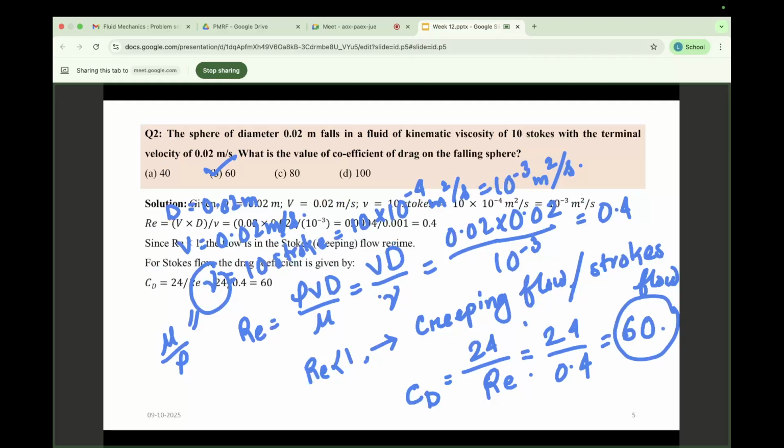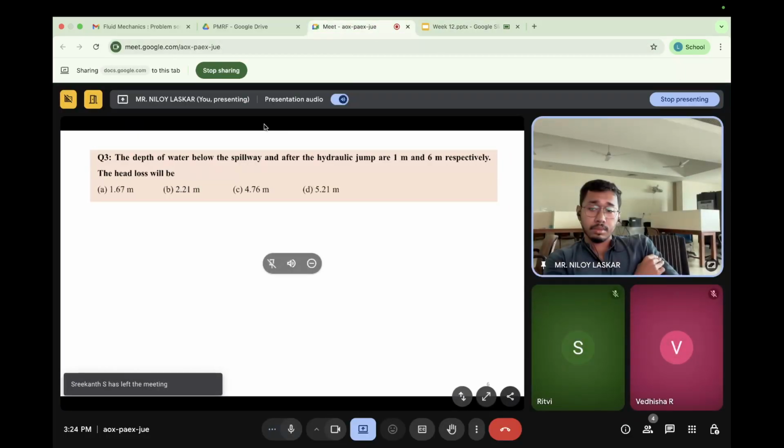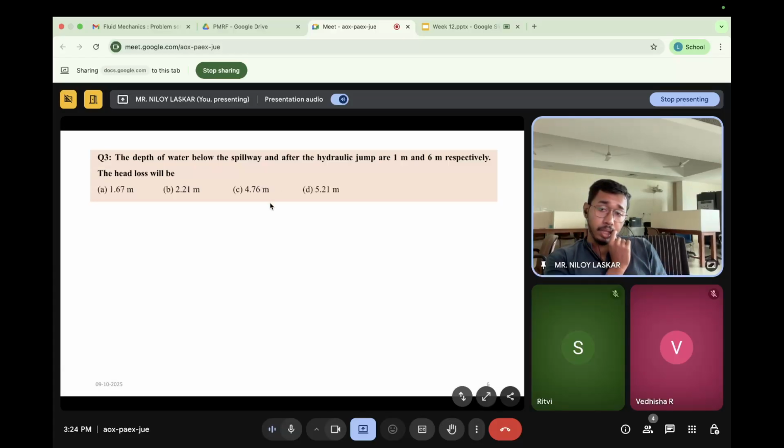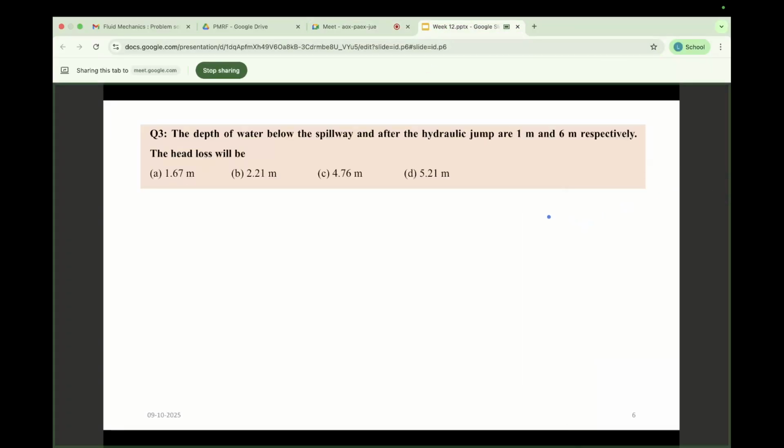Okay, moving to the next question. So what is given in this question? The depths of the water below the spillway and after the hydraulic jump are 1 meter and 6 meter respectively. You are asked to find the head loss. Actually, this is also a formula based question. So I'm giving you this formula, and the derivation is not required right now.